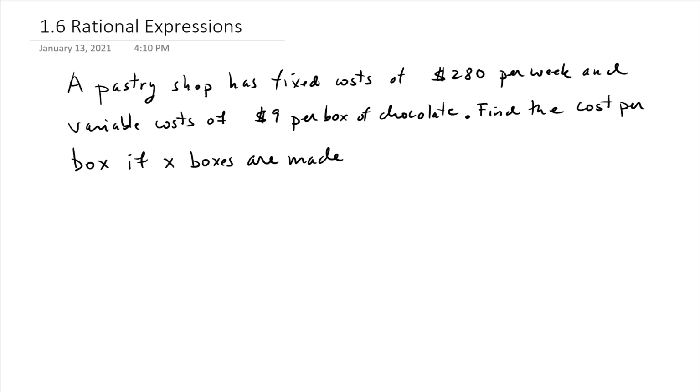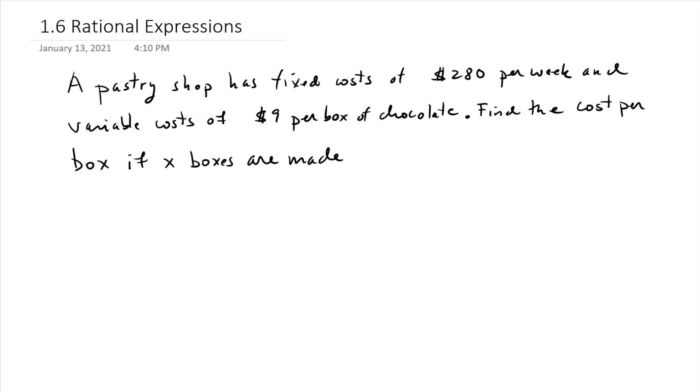This last section in chapter 1 is about rational expressions, and we're just going to start with a little problem to show you how rational expressions can come up. You've got a pastry shop that has a fixed cost of $280. Now, fixed costs are costs for rent, things that won't change no matter how much you sell in a given week. So fixed costs of $280 per week, and variable costs, so that depends on what you produce.